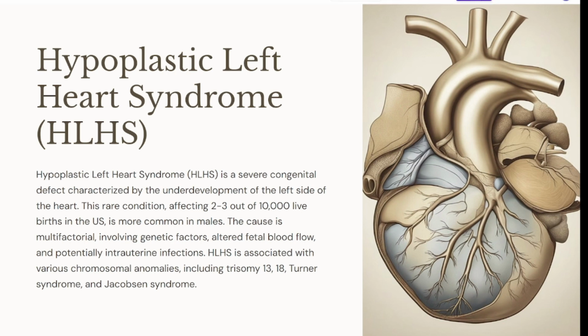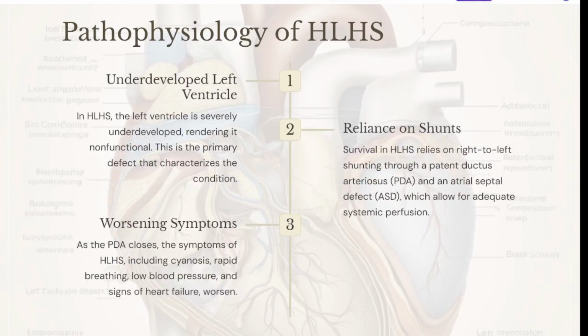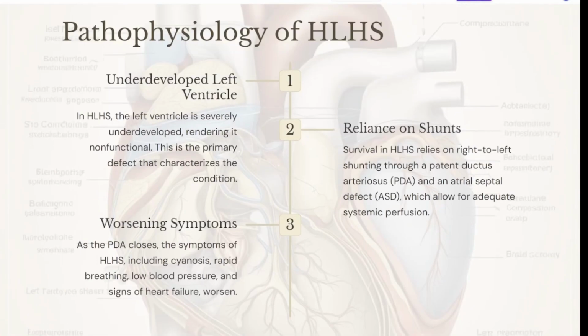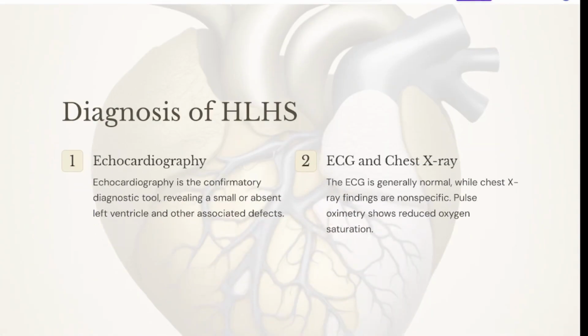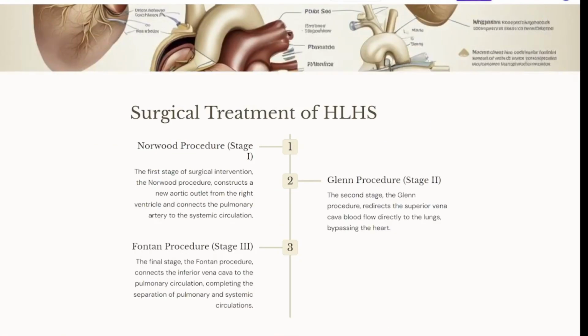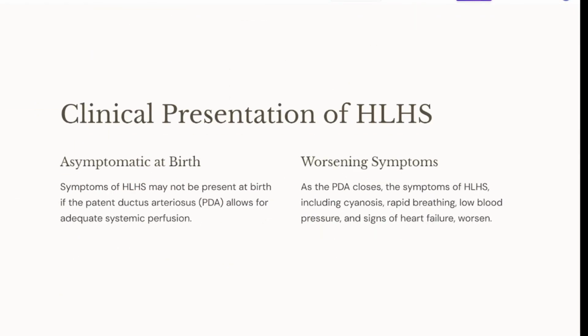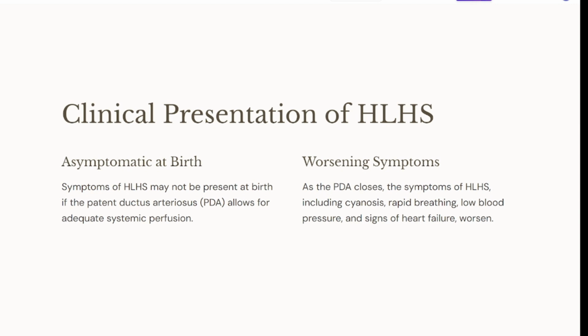It's associated with chromosomal anomalies like trisomy 13, 18, Turner syndrome, and Jacobsen syndrome. Pathophysiology. The left ventricle is severely underdeveloped, rendering it non-functional. Survival relies on right-to-left shunting through a patent ductus arteriosus, PDA, and an atrial septal defect, ASD. Clinical presentation. Symptoms might not be present at birth if the PDA allows adequate systemic perfusion. Symptoms, including cyanosis, rapid breathing, low blood pressure, and signs of heart failure, worsen as the PDA closes.